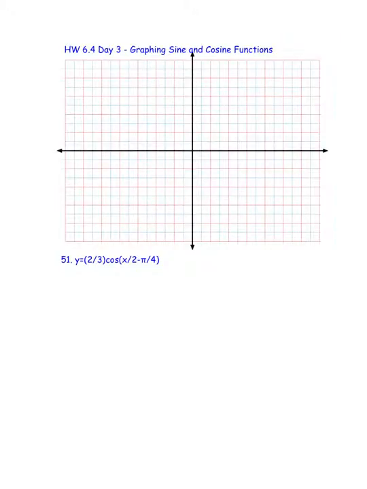This is a solution to problem number 51 from homework 6.4 day 3. We're asked to graph a cosine function with quite a few transformations. I'm going to rewrite this as 2/3 cosine. Then I'm going to factor out the b value, which when I have x over 2 is actually 1/2. That's the value of b.